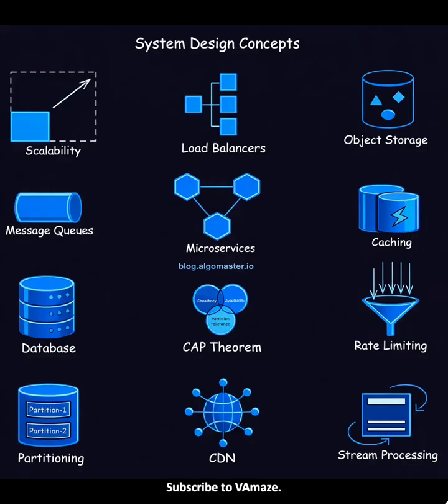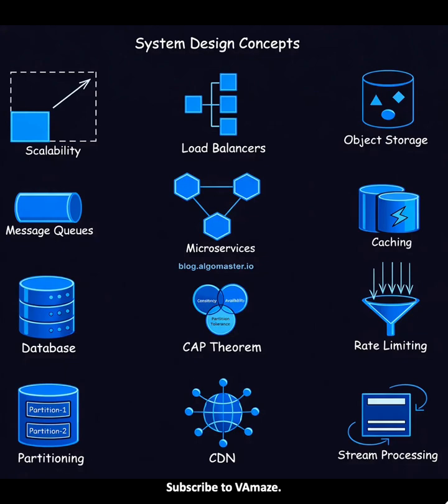Partitioning, also called sharding, splits your database horizontally across multiple nodes. Instead of one giant database struggling under load, you divide the data into partitions and distribute them. Partition 1 lives on one server, Partition 2 on another. It's how systems like Cassandra and DynamoDB handle billions of rows without breaking a sweat.